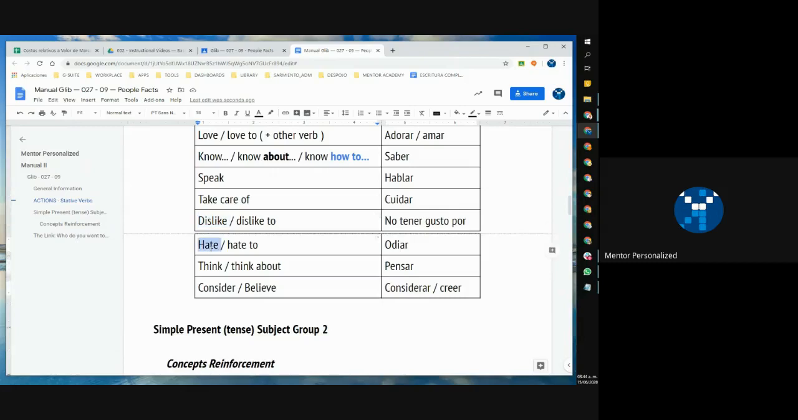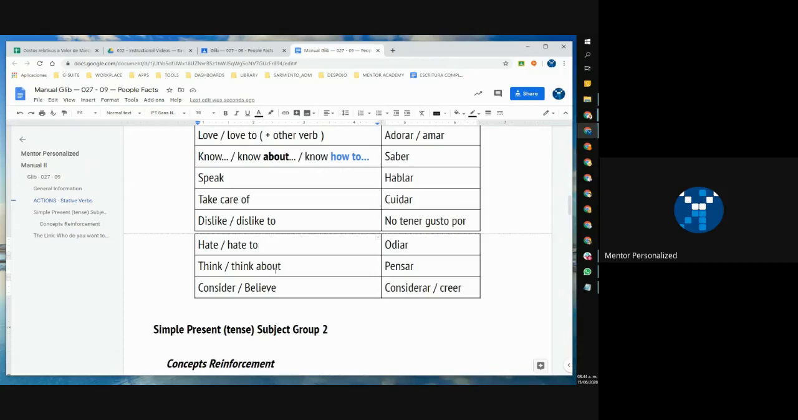Very good. Then we have hate, hate to. Repeat. What is something you hate to do in the morning? I hate to... How do you say tender la cama? Do the bed. Very good. Excellent. I hate to do the bed.